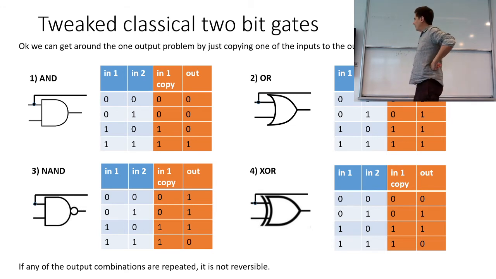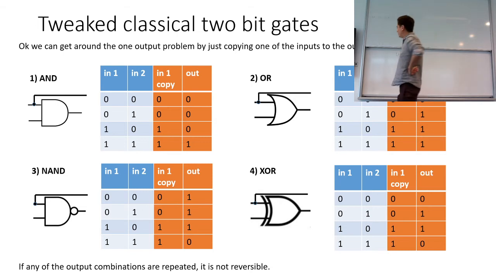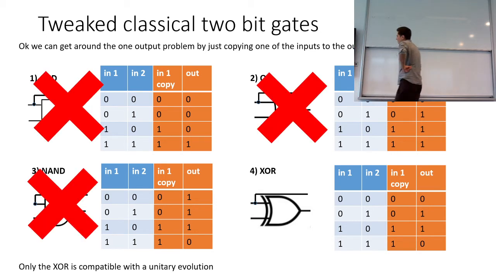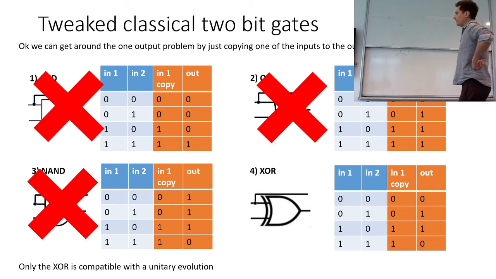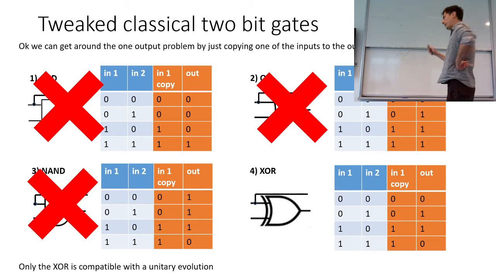This one seems reversible. Yeah, this one actually is reversible, because we've got 4 distinct outcomes: 0, 0, 0, 1, 1, 0, 1, 1. So those 3 are gone, but the XOR has a chance.